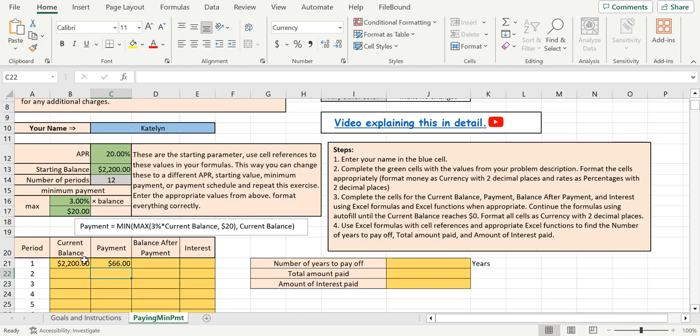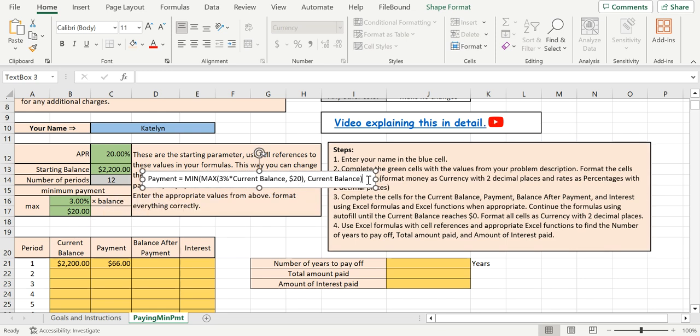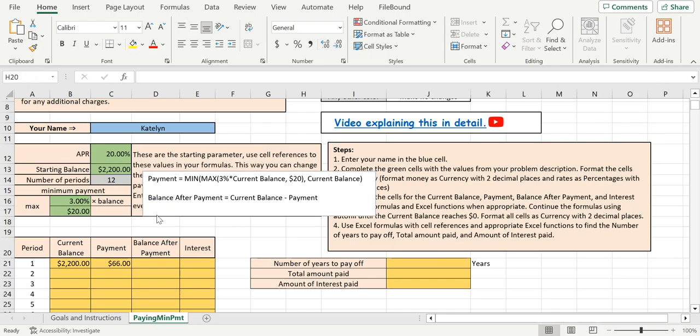Okay, this payment should start as the percentage of that current balance. So mine's 3%, so this is 3% of 2200, and that is how my payment is starting. Now the balance after payment is going to take the current balance and it's going to subtract off the payment. So what we're pretending is that we've made that payment in the account, so then we're taking the current balance and we're subtracting off the payment.